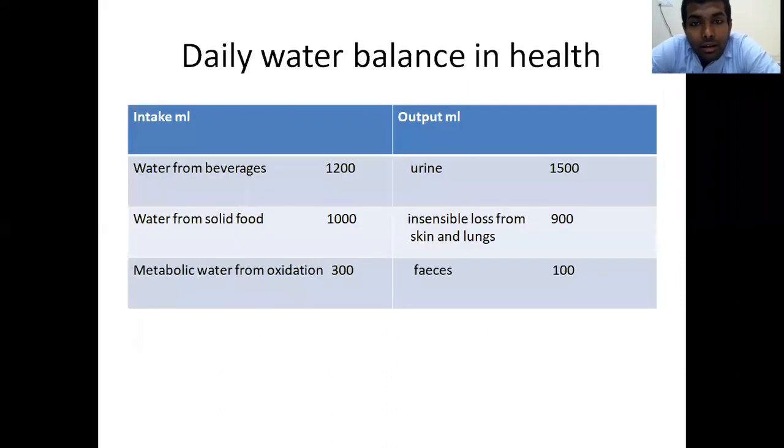Now, what is the daily water balance in health? When we consume daily, water from beverages is 1200 ml, water from solid food is around 1000 ml, and water from metabolic oxidation is 300 ml. Now, what is the output? Daily urine output is 1500 ml, and an ongoing process of insensible loss from skin and lungs, like when we perspire or sweat or breathe, is 900 ml, and in the feces is 100 ml.